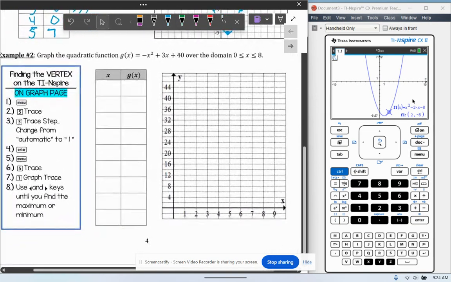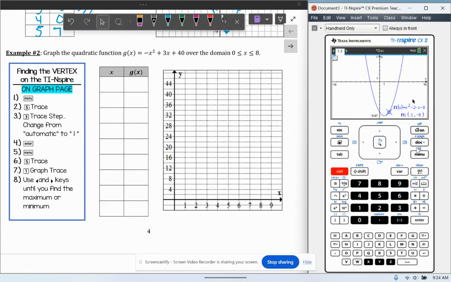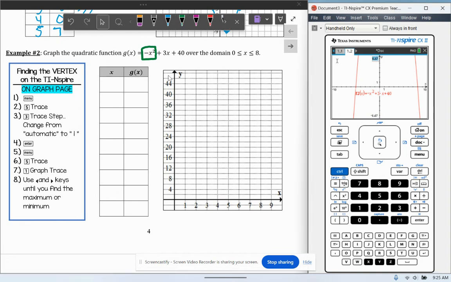Now on the flip side, we have another example down below where it does say to graph over a domain. So let's press control doc, add another graph page, and we are going to graph -x squared plus 3x plus 40. This is going to be an upside down quadratic function. The reason why I know this is because I have an x squared and it's negative. So you might not see it so easily right now, but let's use the cues on our graph to let us know that we have to go up to around 50, and there she is.